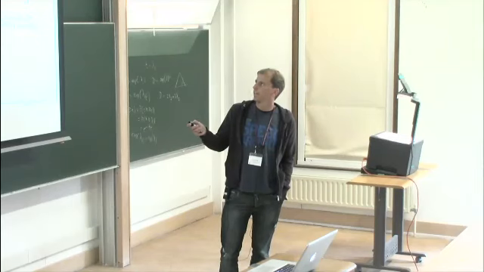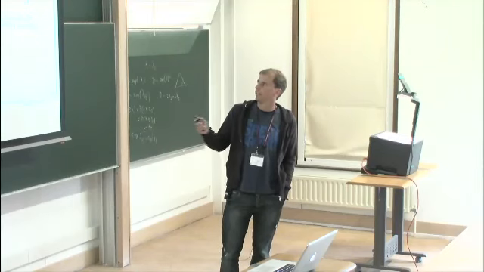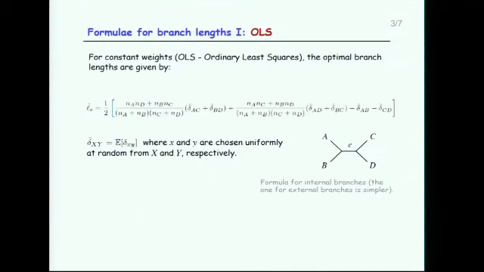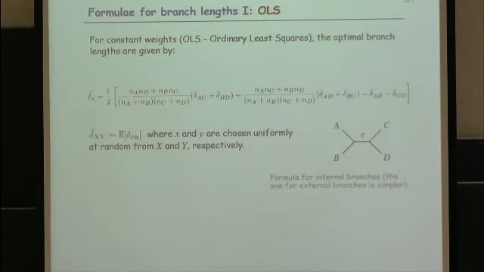Here we assume that A, B, C, D are the 4 clades at the corners of the branch. N, A, and so on are all the numbers of taxa in each clade. And the terms that I'd like you to concentrate on are these delta bar AC, delta bar BD, and so on. These are the average distances between pairs of taxa taken from the two clades.